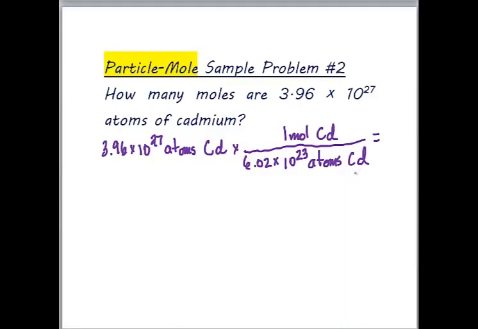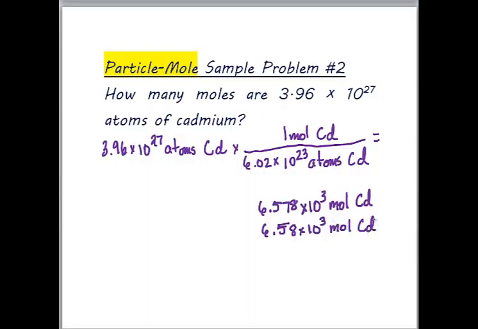And let's see, our calculator says 6.578 times 10 to the third moles, over 6,000 moles of cadmium. Okay, we've expressed our answer in scientific notation. What about significant figures? And once again, 3.96, well, that's three significant figures. So let's express our answer as 6.58 times 10 to the third moles of cadmium. And remember, when in doubt, just go with three significant figures.